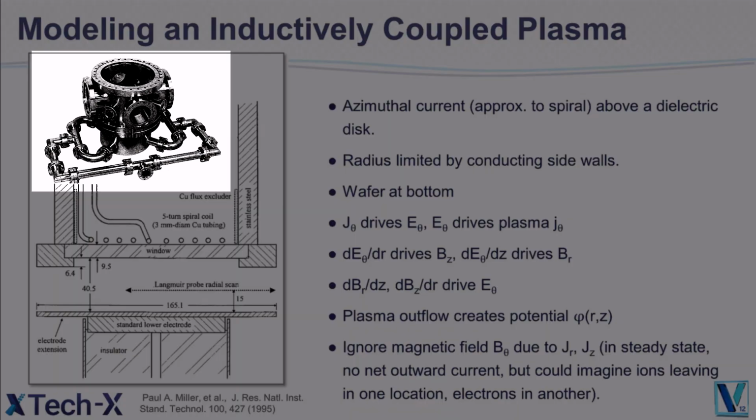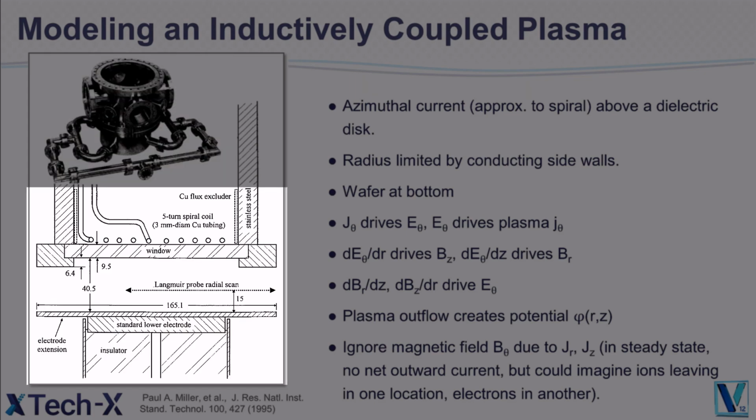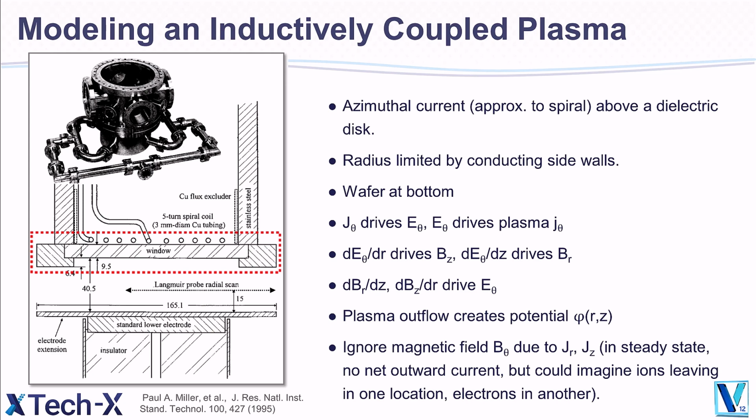So here's an example inductively coupled plasma chamber. Here's a cross section showing the antenna above a window and a lower electrode here. An azimuthal current, which means in and out of the plane, is used to model the antenna above a dielectric disc. So here the window is treated as a dielectric. The radius is limited by conducting sidewalls, so typically you'll have ground around the chamber, and the wafer sits at the bottom on top of an electrode.